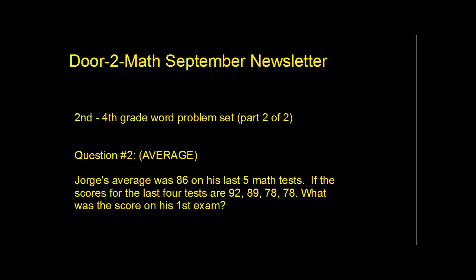Jorge's average was 86 on his last 5 math tests. If the scores for the last 4 tests are 92, 89, 78, 78, the question asks what was the score on his first exam? All right, let's get right to it. Let's solve the problem.